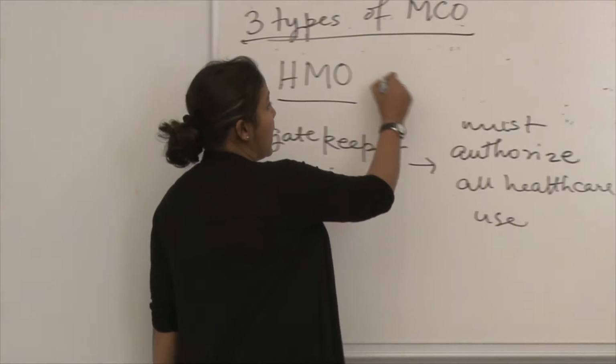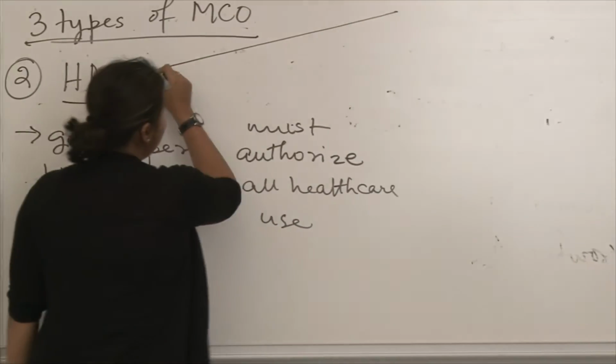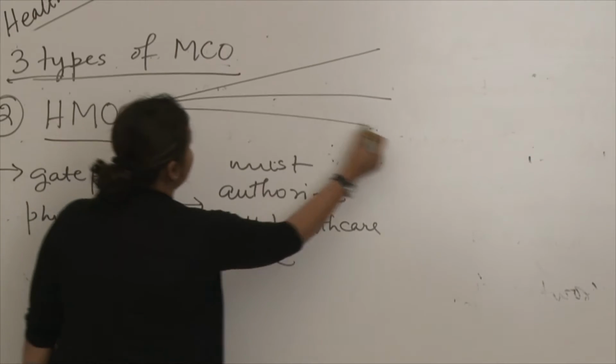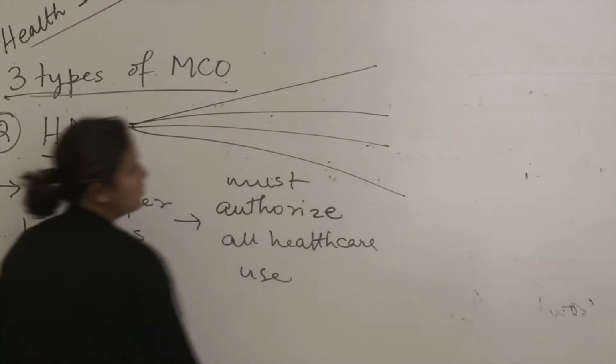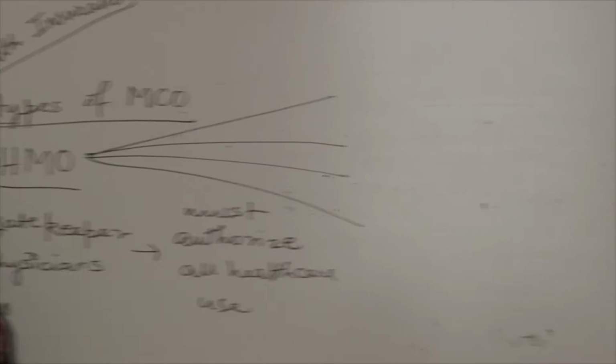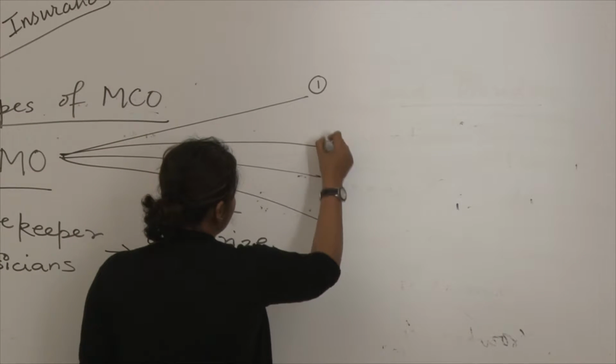So now as far as HMOs are concerned, there you can have 4 types of HMO. Okay, so you can have 4 types of HMO.